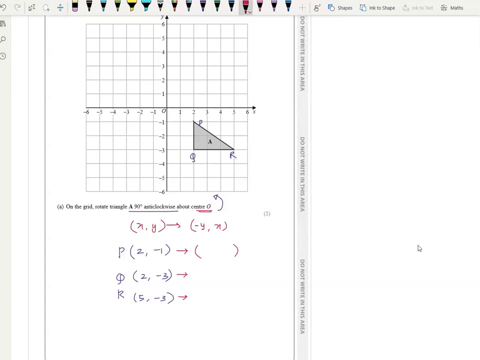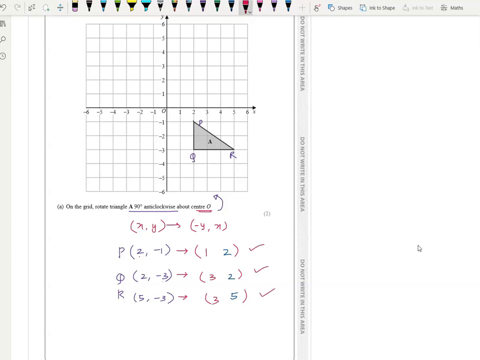Your x coordinate will become your y coordinate, so let's copy that down. All x coordinates will become your y coordinates. So here you have 2, 2 and 5, and they become your y coordinates. And your y coordinate becomes your x coordinate. Whatever is y, just change the sign and write it here. So minus 1 becomes plus 1. Minus 3 becomes plus 3. Minus 3 becomes plus 3.